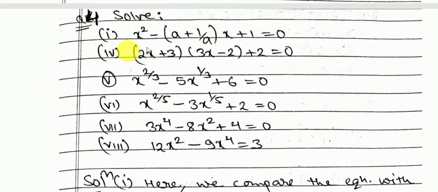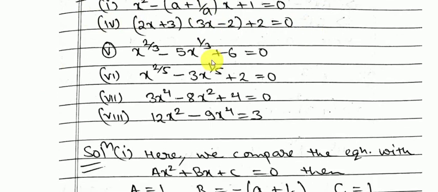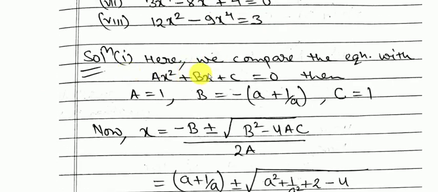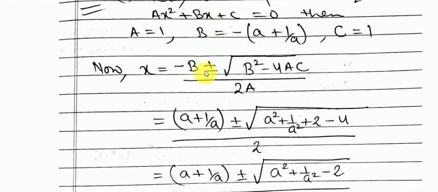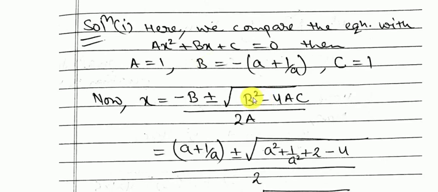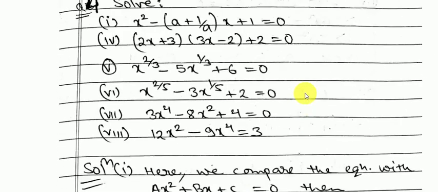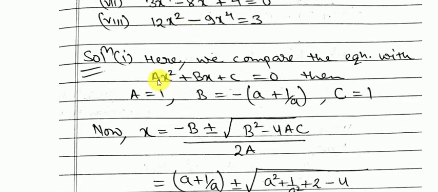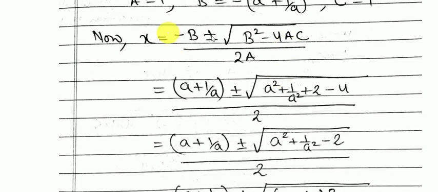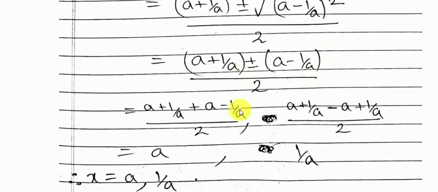Question number 4: solve. For the first question, a is 1, b is a + 1/a, and c is 1. In fact, b is minus (a + 1/a). So substitute this. Since small a was used in this equation, while writing the general equation I have used capital letters. The rest you know how to do. Put the values and you'll get the answer.